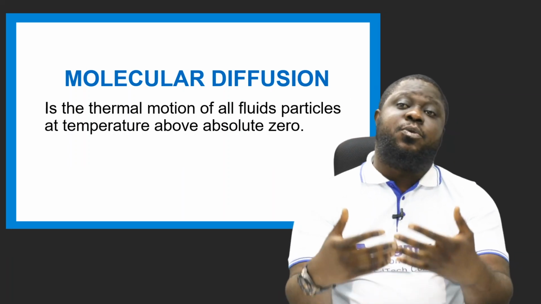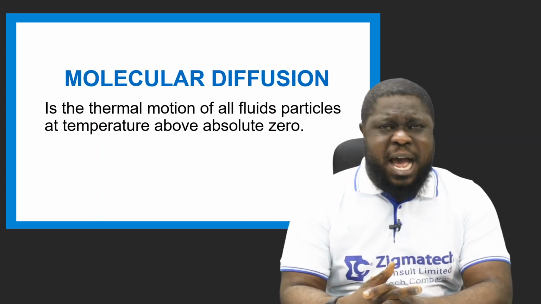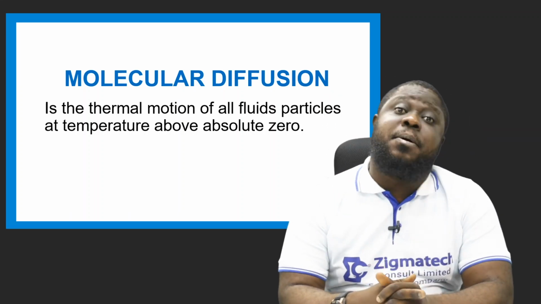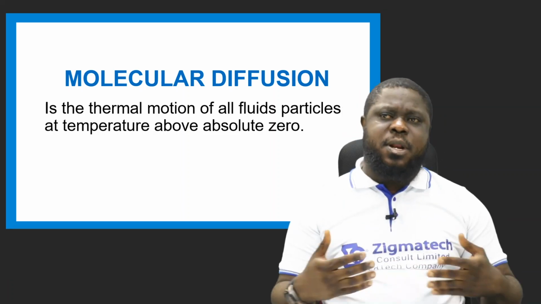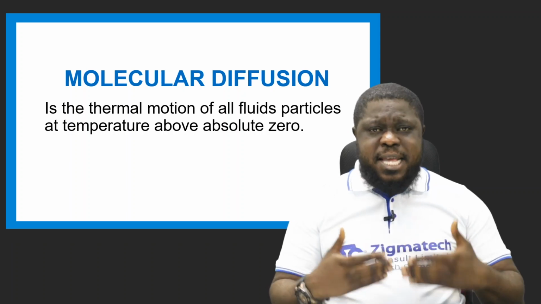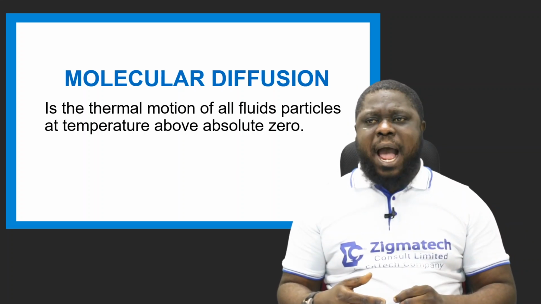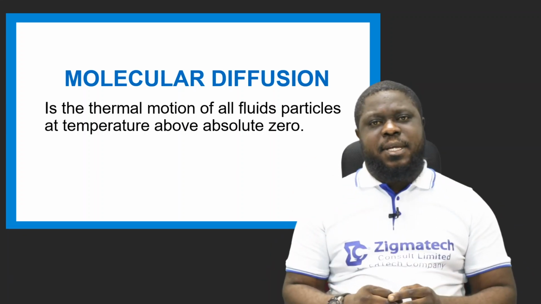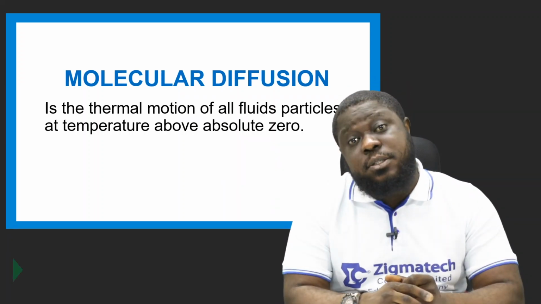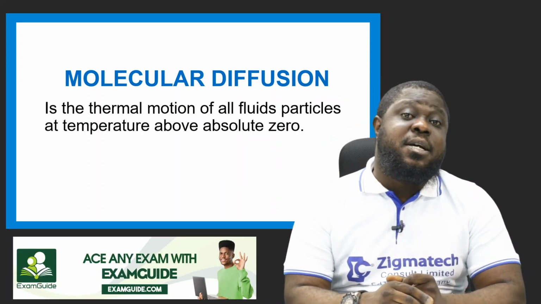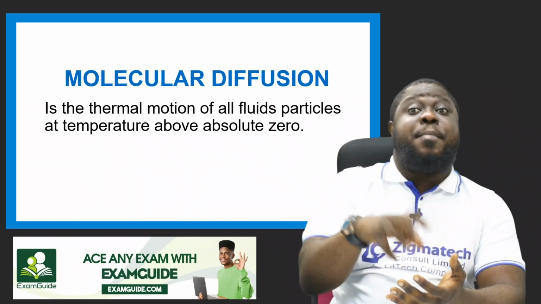So in essence, this diffusion is talking about gases. Let's take for example a gas. When you add heat on a fluid, the molecules in the fluid will move faster. Why? Because of that heat. That heat will give them more kinetic energy. Remember, gas has the highest kinetic energy. So that heat will give them more kinetic energy.